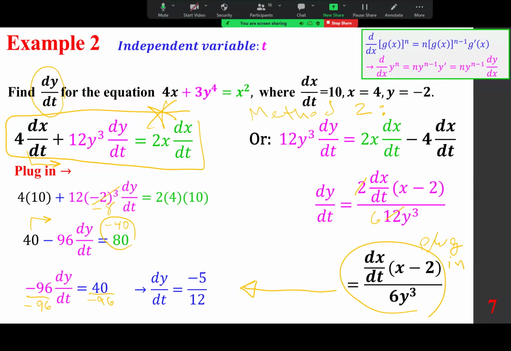Why did I do that? I just wanted to show you, maybe the question asks: find dy/dt, part A and part B, evaluated with the given numbers. So you should be able to do that.